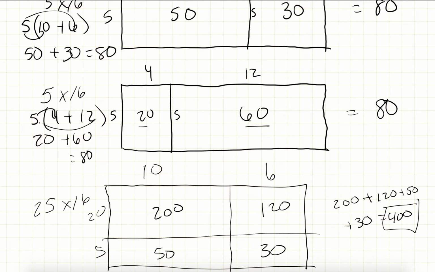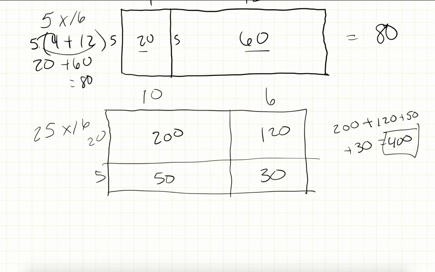Now, I actually did the same thing down here. I actually did a really hard distributive property problem, but it didn't seem hard, did it? Because we made it an area model problem. What I actually did here is I split up that 25 into 20 plus 5. And then I split up the 16 as 10 plus 6.